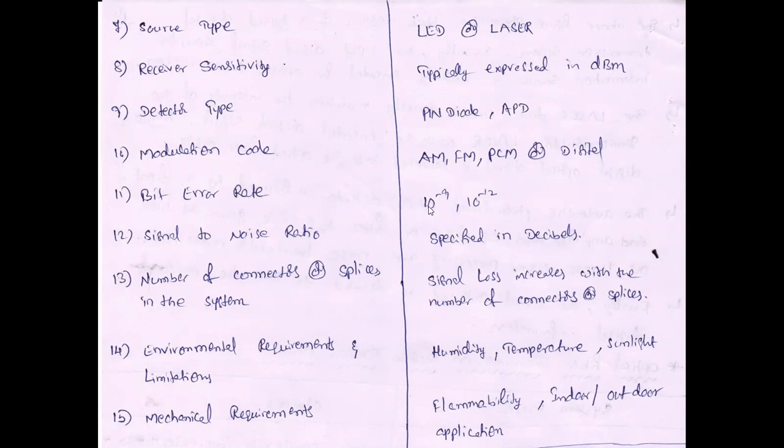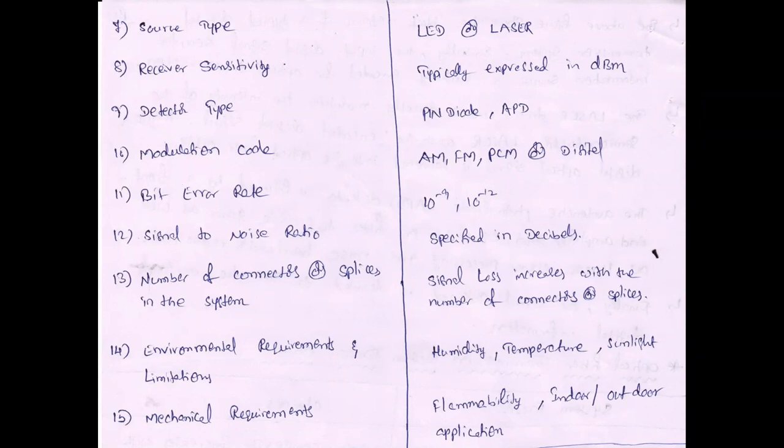And the bit error rate is 10 to the power minus 9 or 10 to the power minus 2. When the bit rate increases, we automatically get errors in the output. How do we calculate bit error rate? We have to count how many bits are transmitted and how many bits are received, and compare the transmitter and receiver input and output bits. Is there any change? Based on that comparison we calculate the bit error rate. Next one is signal to noise ratio, which depends on decibels.